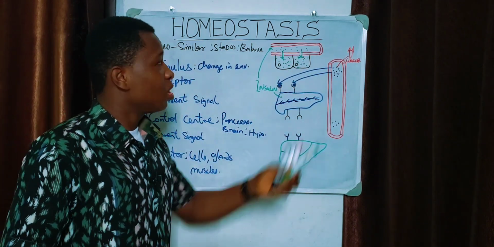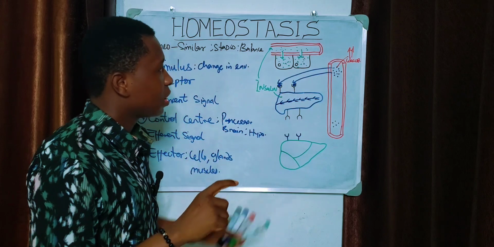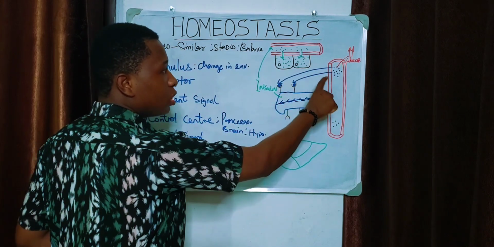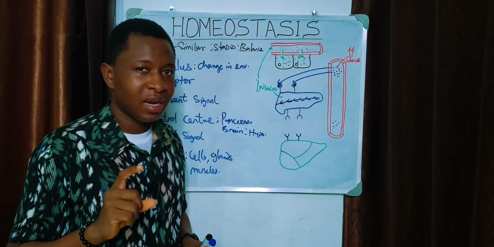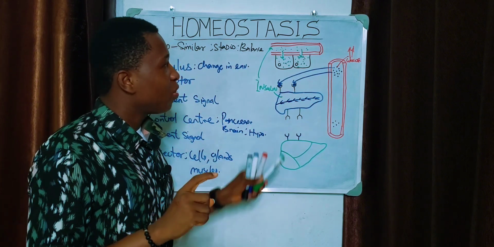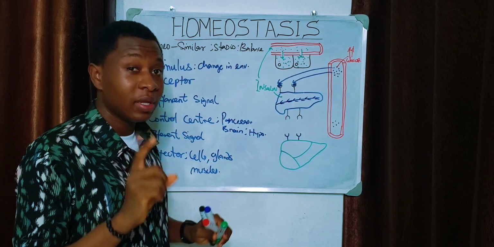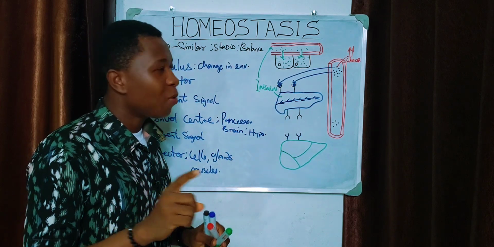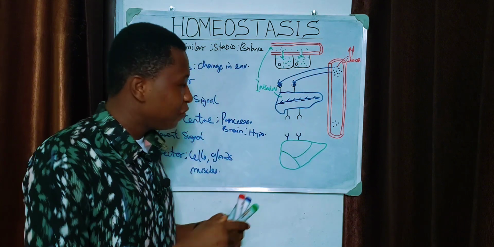They are now trapped in the cell. Now, when this happens, something dramatic happens. Immediately, the blood glucose will return back to normal. All right. It will drastically lower the glucose level in the blood. Now, that response is what we call a negative feedback.